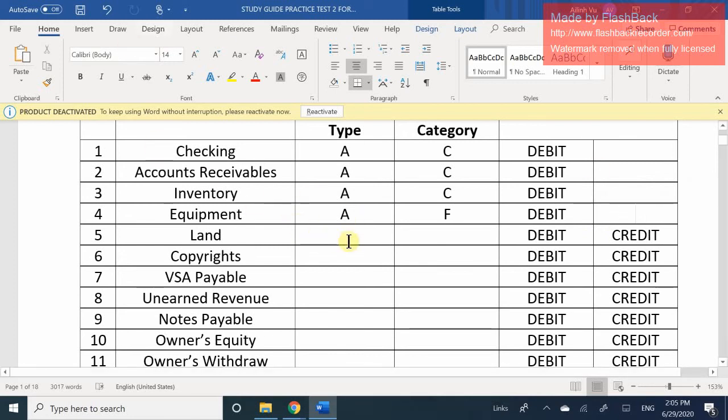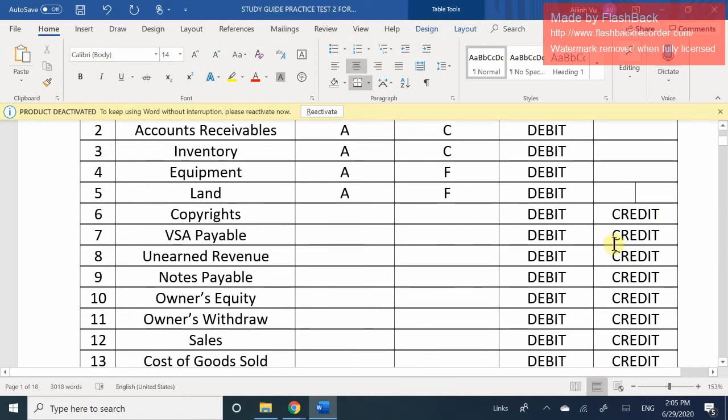What about land? What is land? It's an asset. It's fixed, because it's considered what? It's PP&E. It falls under the category of property, plant, and equipment, specifically property. And what kind of balance does it normally have? Debit, yes, because if we own the land, then it's ours.